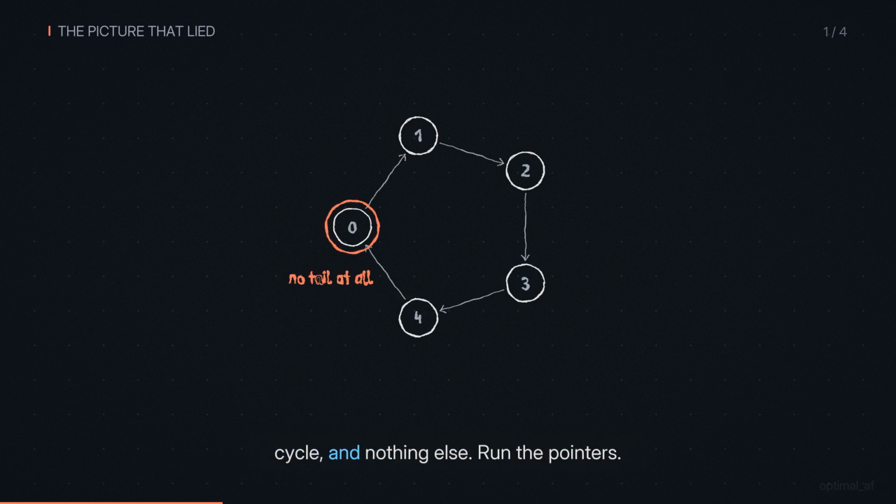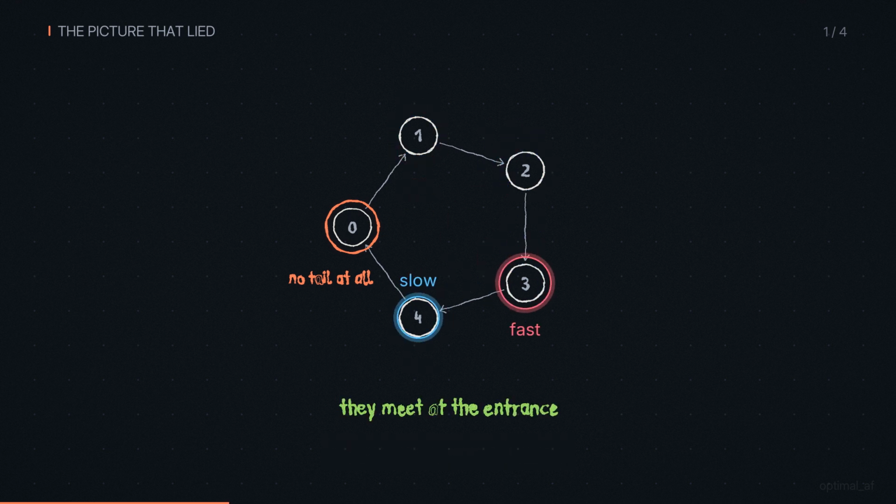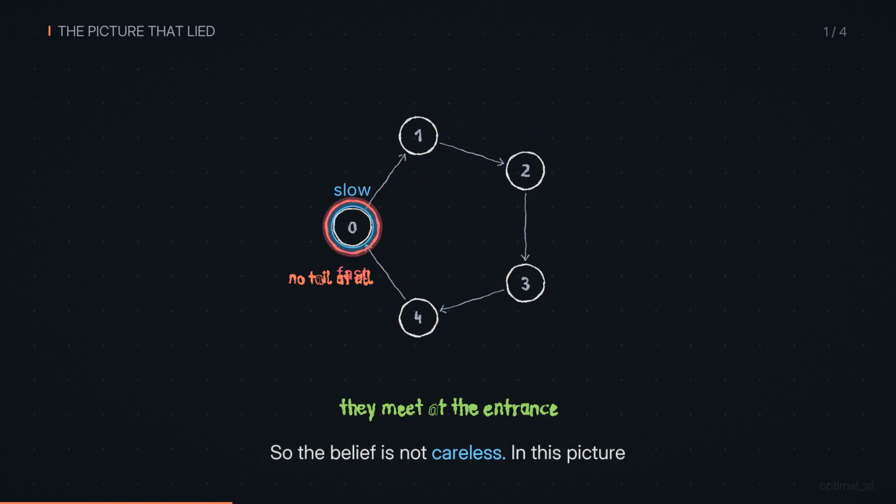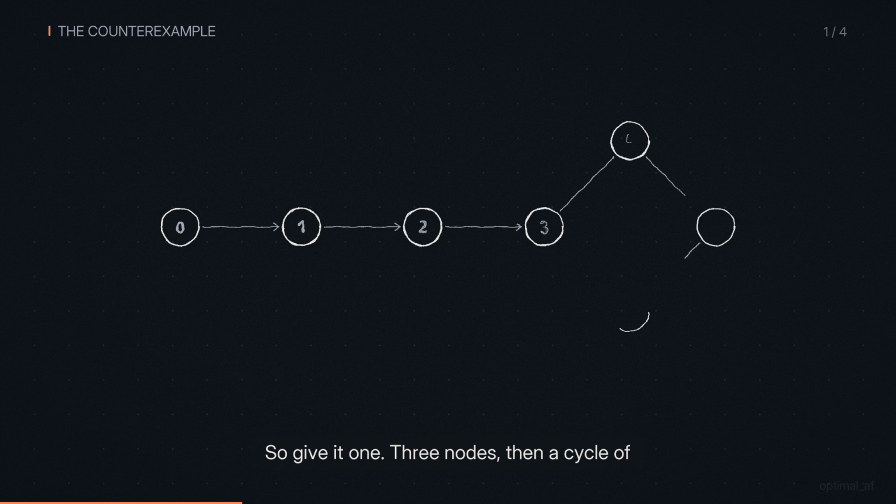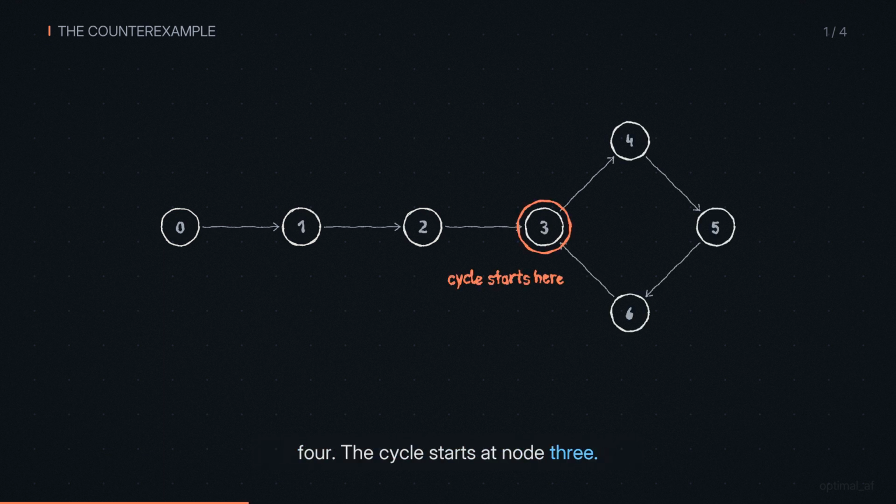A cycle and nothing else. Run the pointers. They meet at the entrance. So the belief is not careless. In this picture, it is simply true. The trouble is that this picture has no tail. So get one. 3 nodes, then a cycle of 4. The cycle starts at node 3.